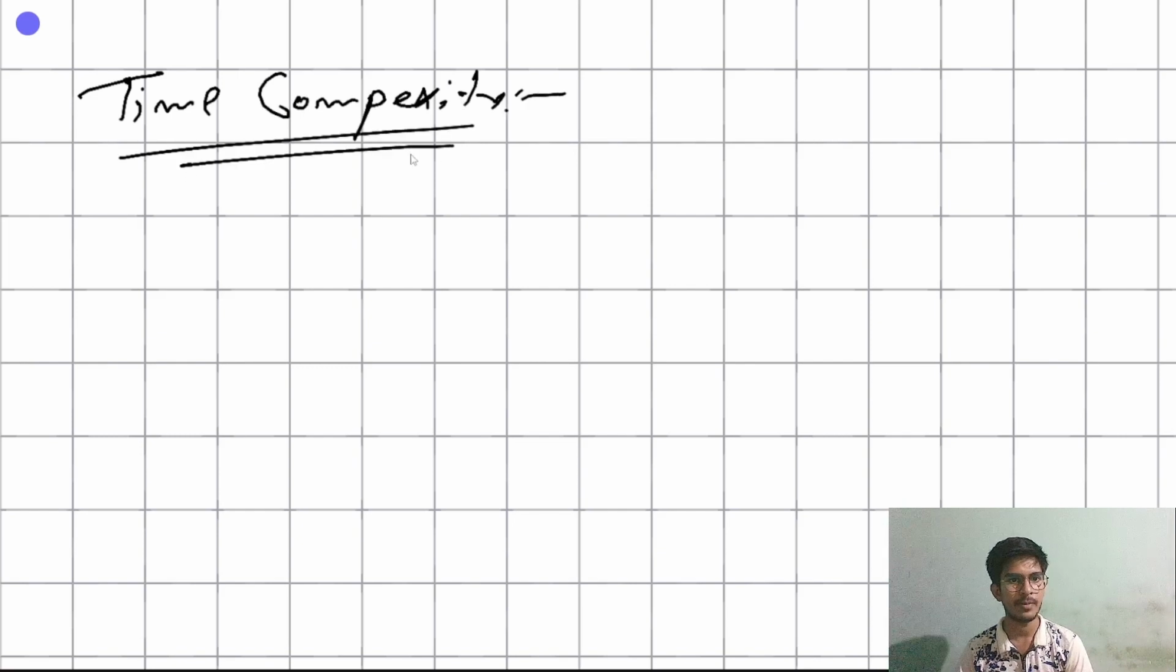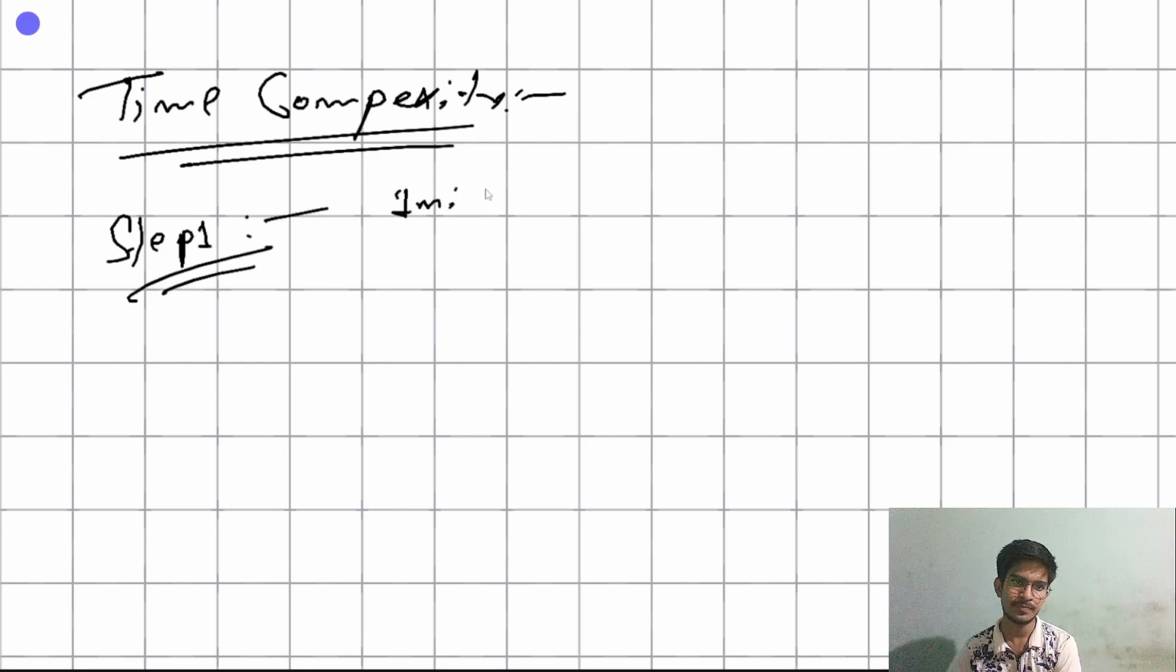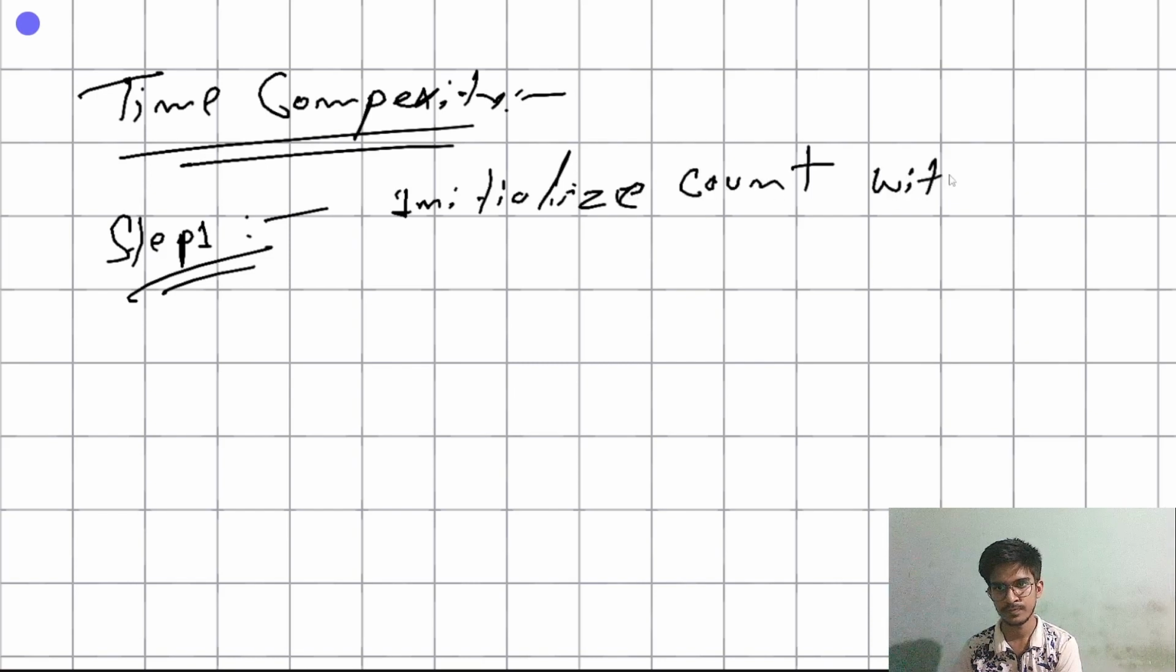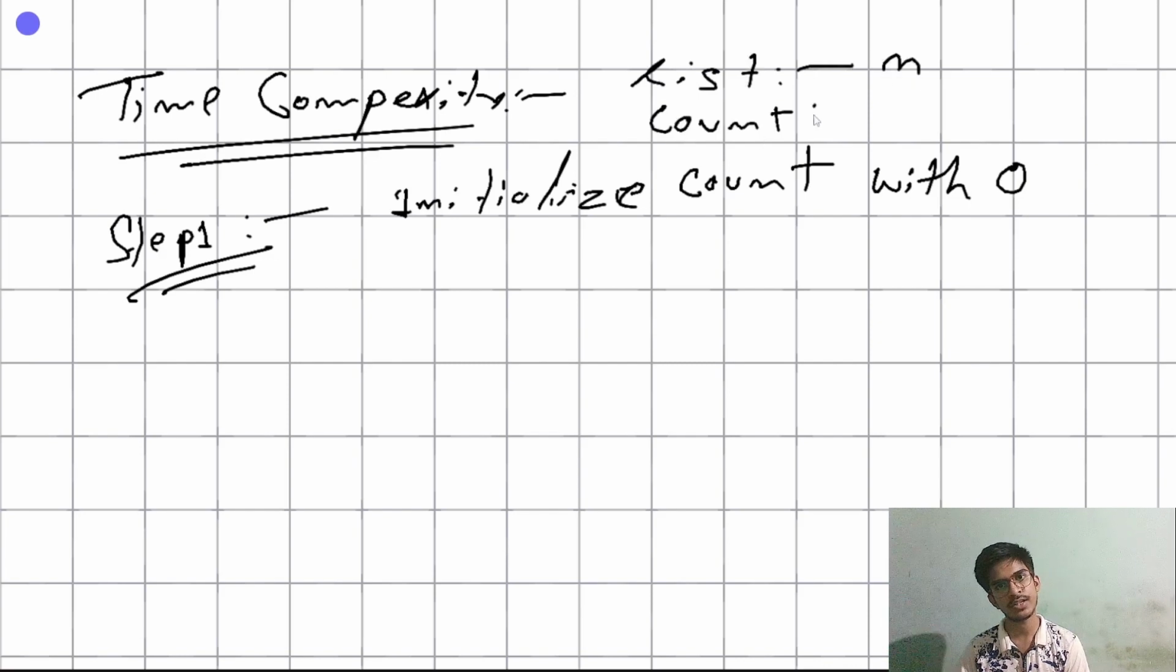Okay, time complexity. So in step one, what do we do? We initialize count with 0, and the size of the list is n, and the size of the count is, suppose, m. Okay, the size of the list is n and the size of the count is m.